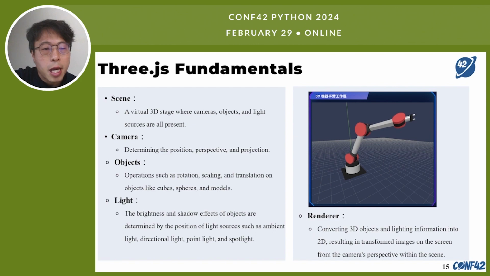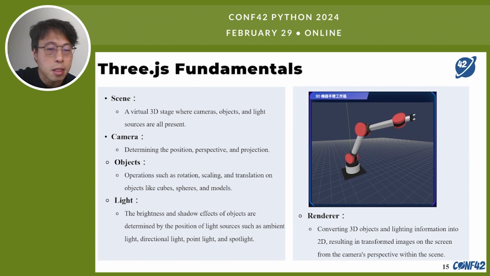And the second one is camera. It determines the position, perspective, and projection of the display. The next one is objects. Like we see on the right side of the picture, the virtual robotic arm. We put this kind of object in the virtual environment. It contains many operations such as rotation, scaling, and translation on one object, like cubes, spheres, and models.